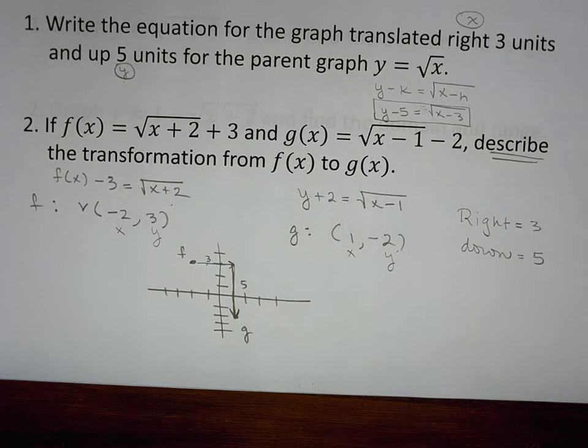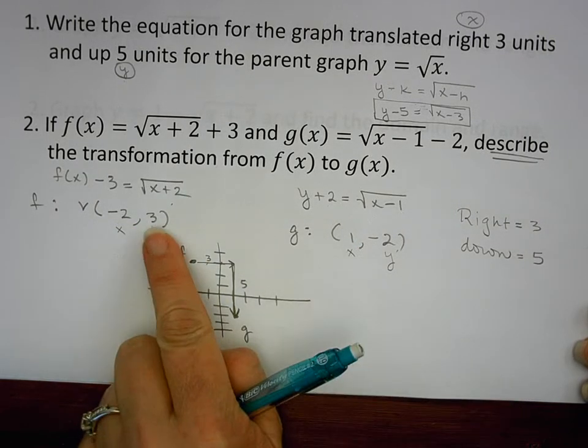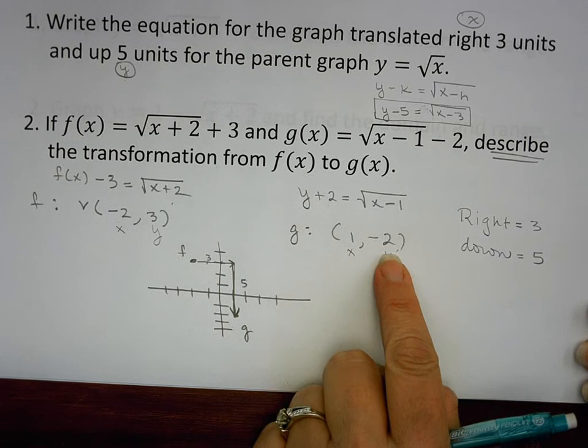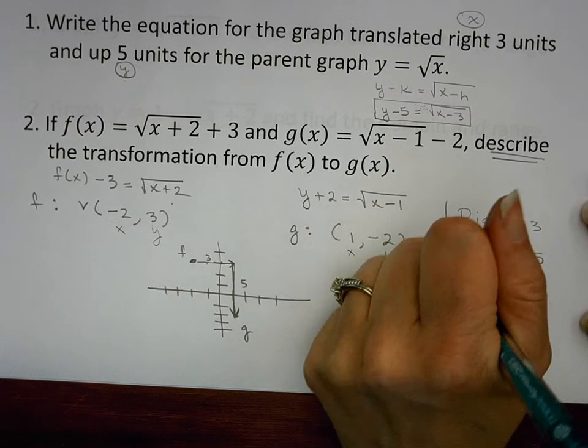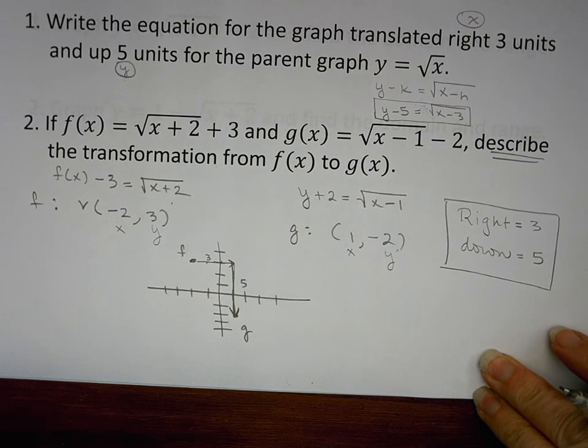Okay, so if I go negative 2 plus 3, that puts me to 1. 3 minus 5 puts me to negative 2. Okay, and then that's it for the first 2 slides.